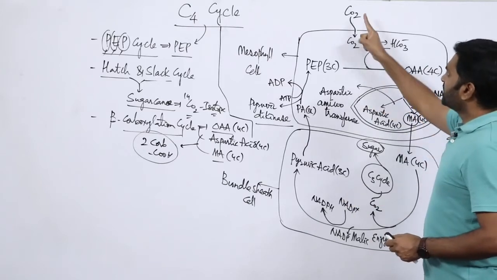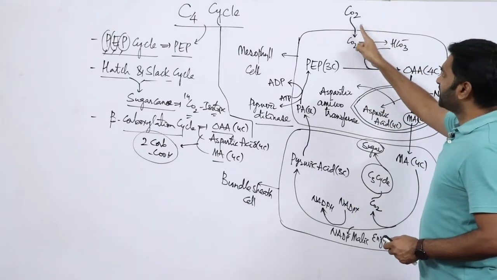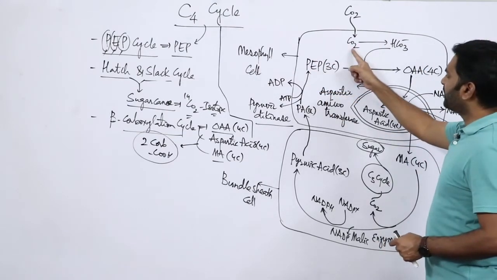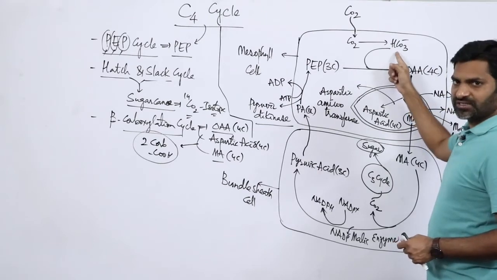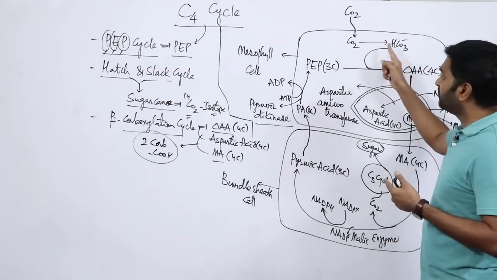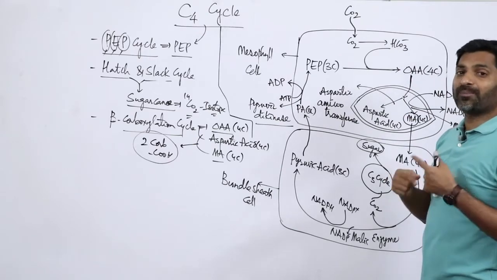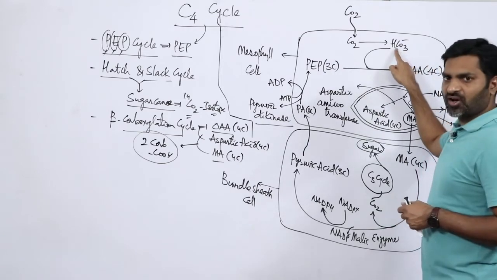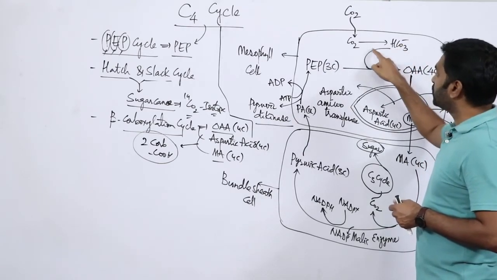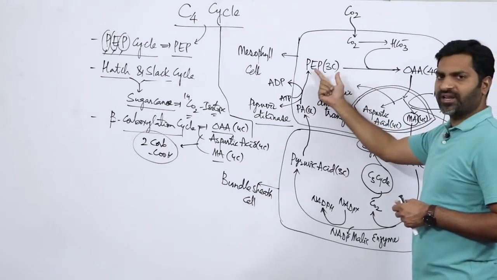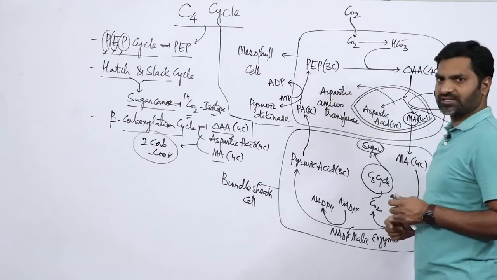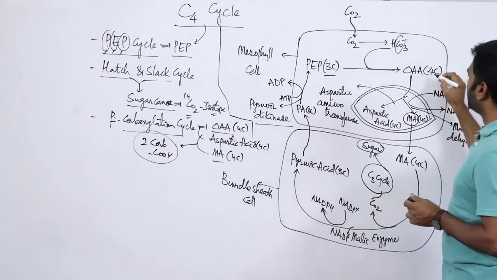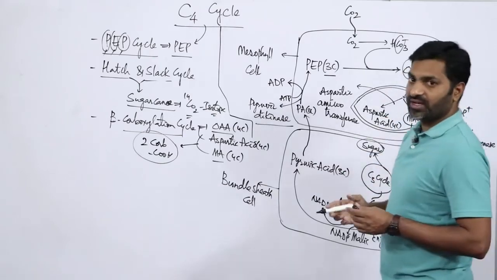So now this is what? Carbon dioxide. Carbon dioxide enters inside the mesophyll cell through the stomata. Okay. Now carbon dioxide is converted into bicarbonate. This particular reaction is catalyzed by carboxylase enzyme. Now this bicarbonate contains 1 single carbon. This 1 single carbon associates with a 3 carbon compound, that is PEP, phosphoenol pyruvate. So 3 carbon plus 1 carbon, 3 plus 1 gives rise to a 4 carbon compound, that should be oxaloacetic acid.